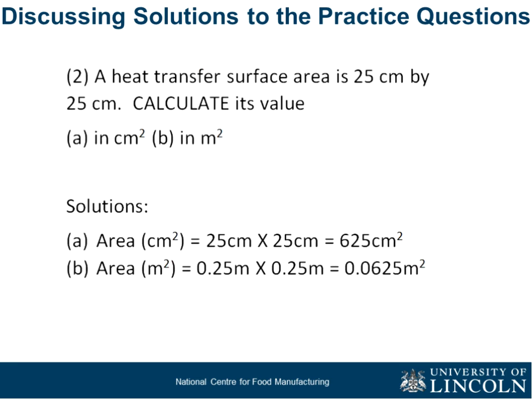Now, the second question is, we want to find the area of this parameter. A transfer surface area is 25 by 25 centimeter. Calculate the value in centimeter square and in meter square. This is going to be straightforward. All we need to do is take our calculator, 25 centimeter multiplied by 25 centimeter. We get the area in centimeter square.